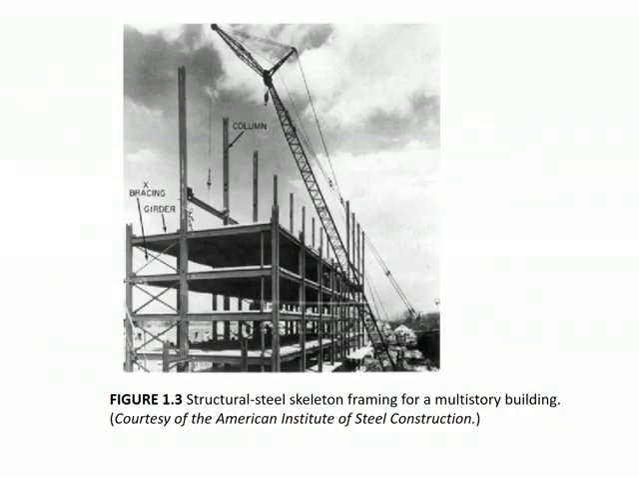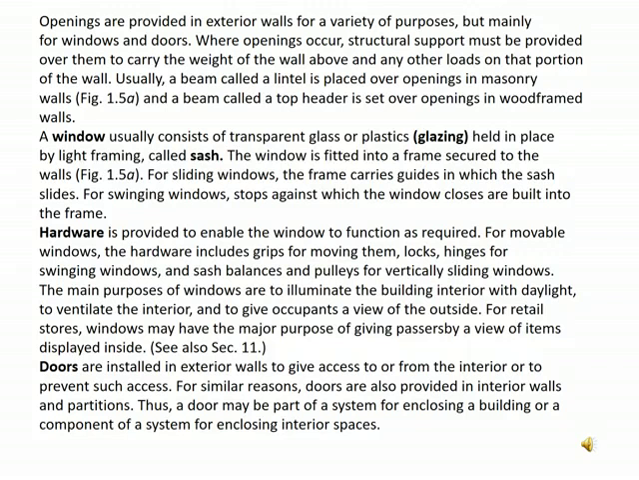Now we talk about the openings and the windows. Openings are provided in exterior walls for a variety of purposes, but mainly for windows and doors. Where the openings occur, structural support must be provided over them to carry the weight of the wall above and any other loads on that portion of the wall. So when you put in an opening, you need to carry the weight of the wall above it. This is important.